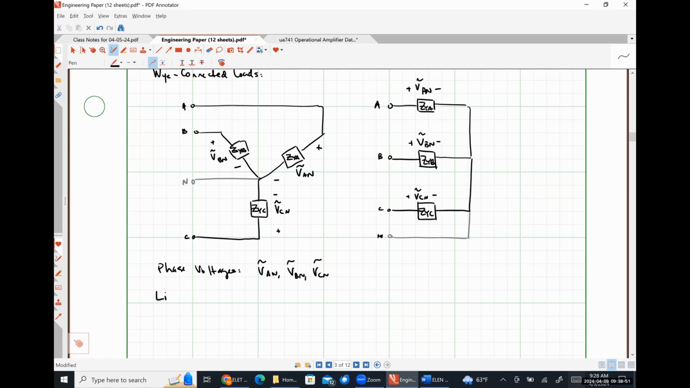For my line voltages, once again, those are just the voltage measured across my transmission line terminals. So we're going to have VAB, VBC, and VCA. Effectively, what we're going to have is the exact same thing as we had for a Y-connected source, but we're going to use capital letters for all of our subscripts instead of lowercase letters because we're on the load side of the system.